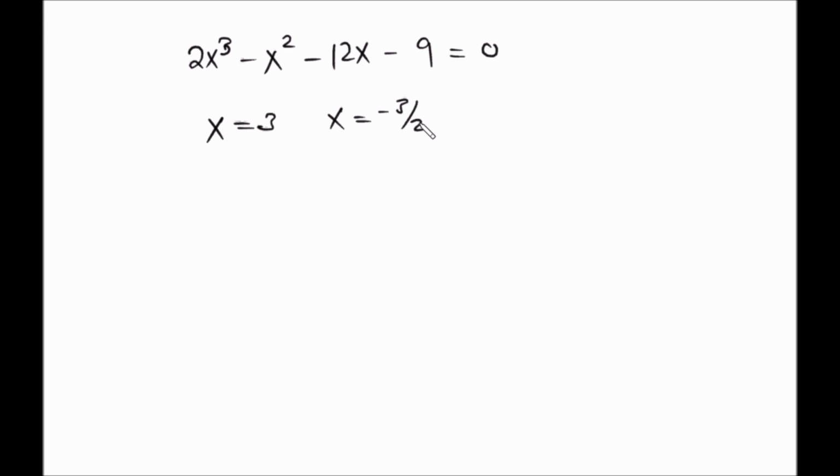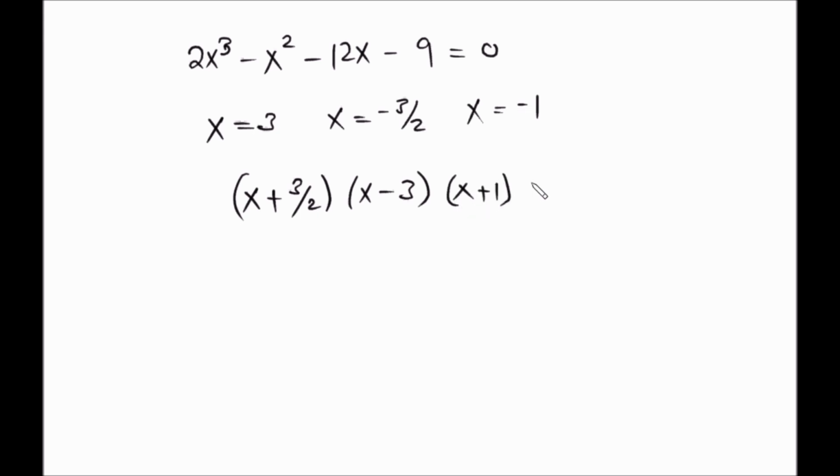So tuna hii, tulikuwa tuna hii 2x cube minus x squared minus 12x minus 9 is equal to 0. So baada ya kuisolve tumepata x sawa na 3 jibu la kwanza, x sawa na -3 over 2 jibu la pili, na x sawa na -1 jibu la tatu. So tutaona hii itakuwa kama hivi, ukifactorize kumbe x plus 3 over 2, x minus 3 and x plus 1 sasa na 0.